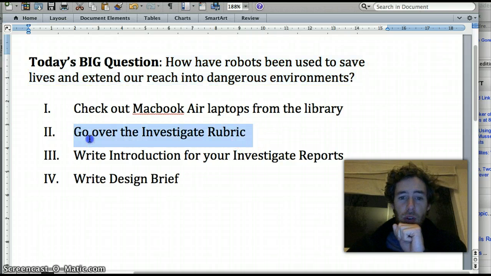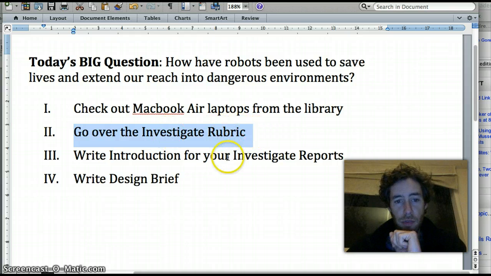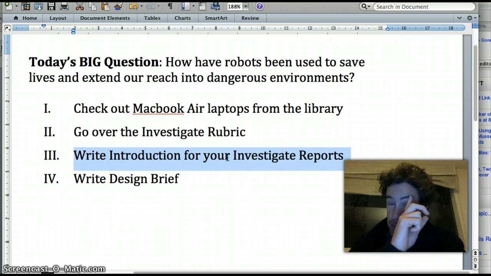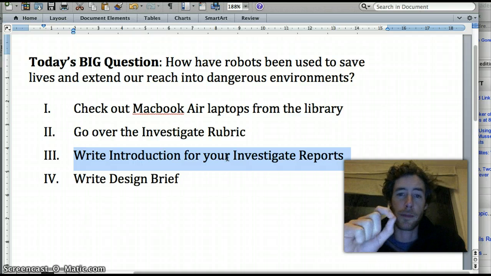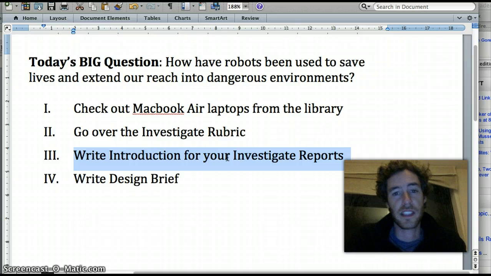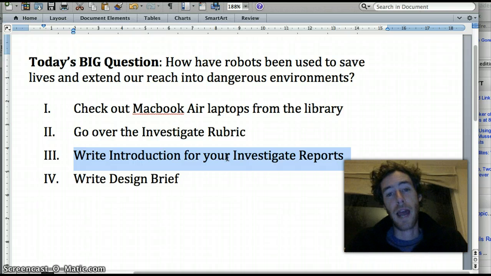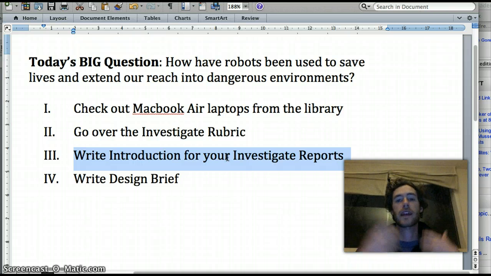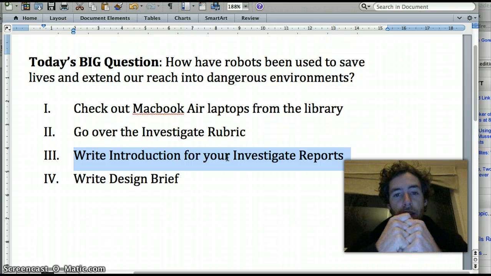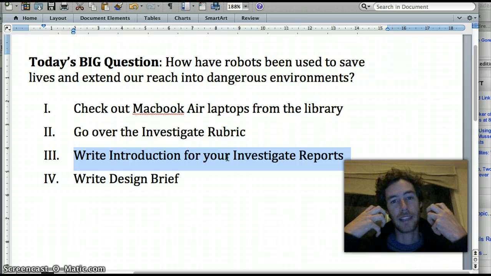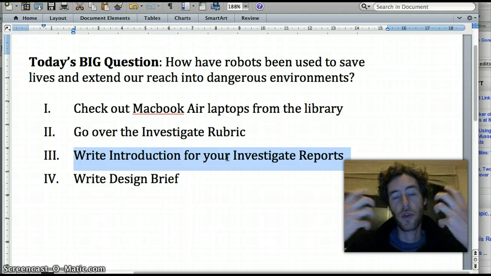We're talking about this because after we go over the Investigate rubric as a class, you're going to begin writing the introductions for your Investigate reports. The introduction serves the purpose of demonstrating your understanding of the significant concept. You're essentially going to present what the unit is about, and you're going to do so by incorporating the information you've found in your research to better explain how what we're doing has a real-world connection or real-world impact.